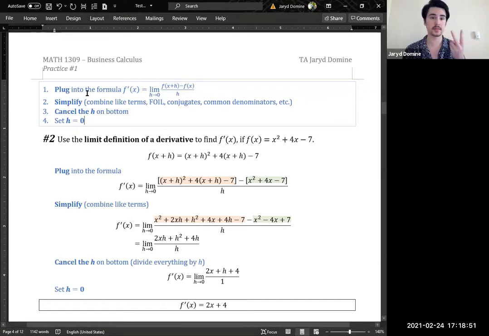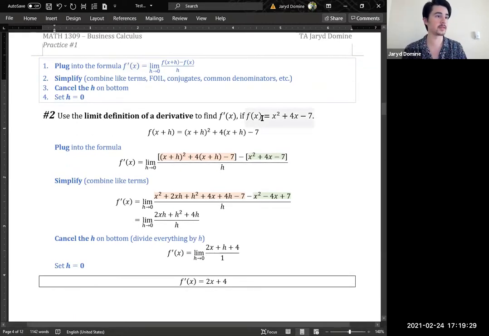So we plug in, simplify, cancel the h on the bottom, and then the last step is plug in. So now we put h equals 0. This is the same process as 1a and 1b. It's that same chart. You probably won't be given any formulas, but I think this is one of 2 formulas that you're going to need to know. So commit this to memory. The limit definition, f of x plus h minus f of x over h.